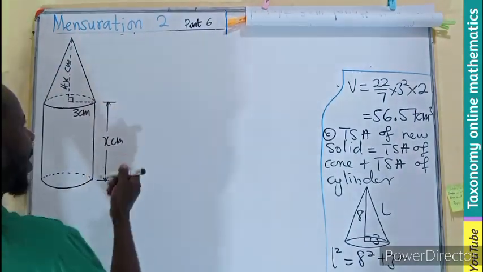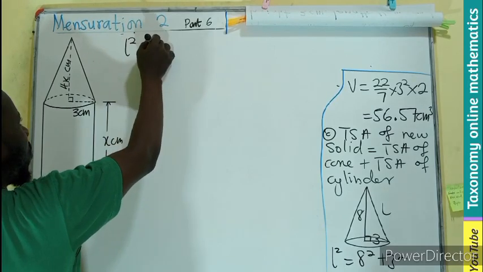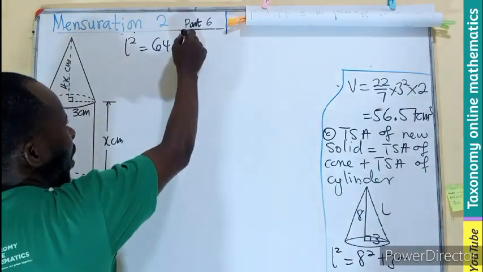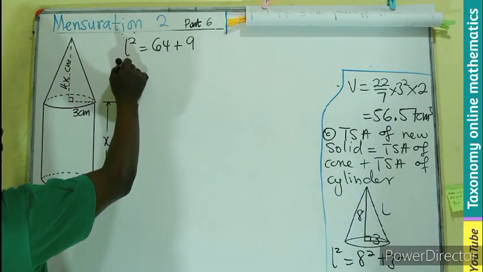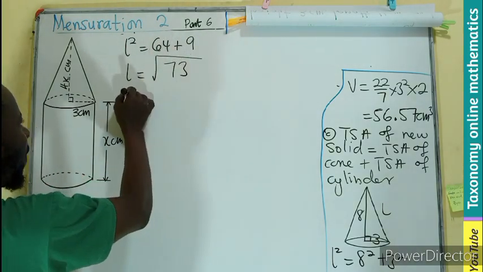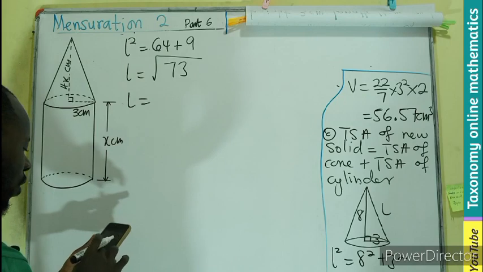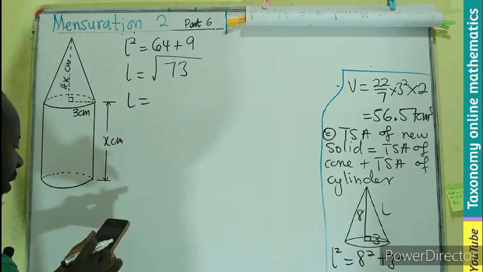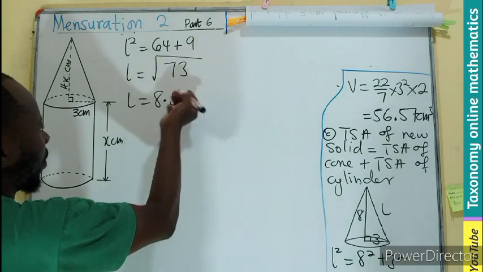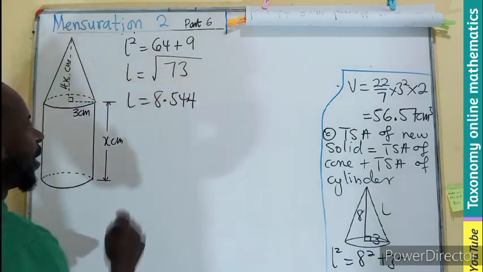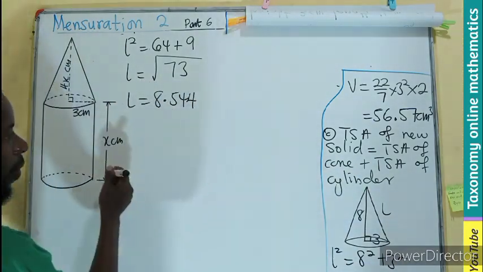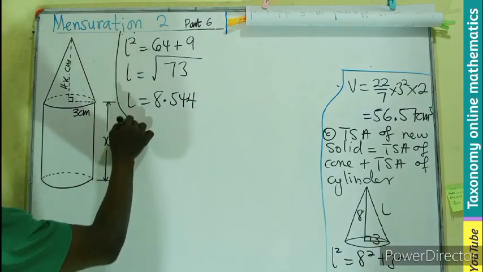So from here, you'll have L squared equals 8 squared, which is 64, plus 3 squared, which is 9. Then from here, we can take L equals the root of 73. That gives us 8.544. Let's leave it at 4 decimal places. That is the slant height. But our attention is on total surface area, right?